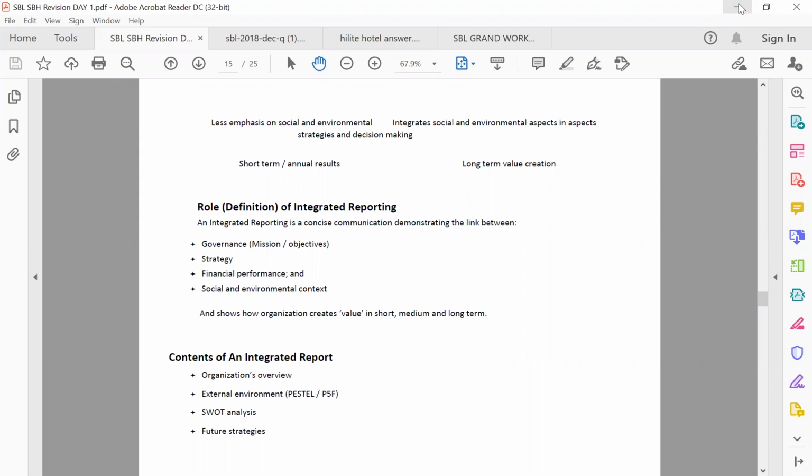Now let's discuss about the role of integrated reporting. And integrated reporting is a concise communication on demonstrating the link between the governance, that is mission and object. Basically, they concise the entire organization. Integrated reporting is something which is more than the normal financial reporting. So it will have governance, that is missions and objective, strategies. Then we have strategies, financial performances, basically financial performances.